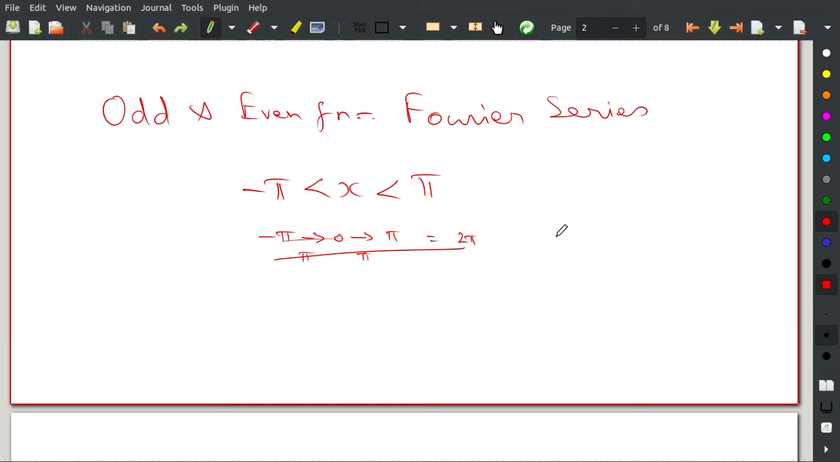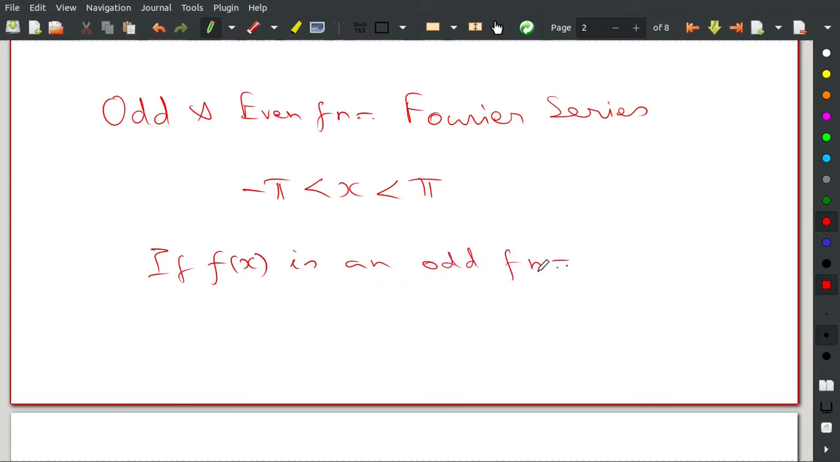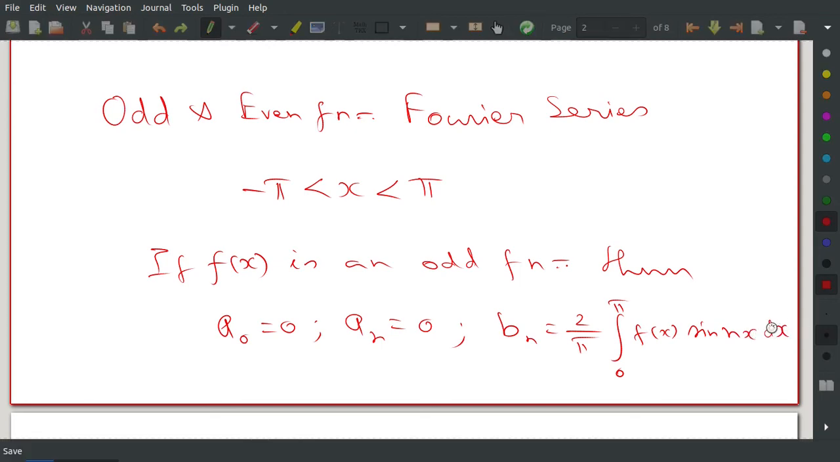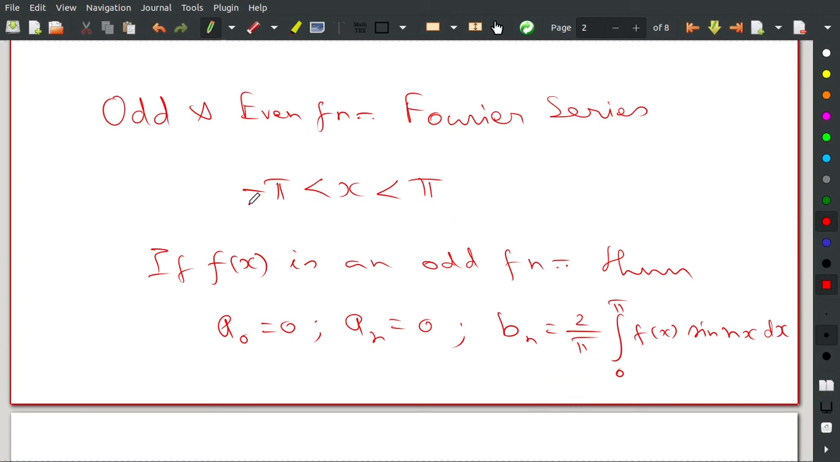So if we have a function defined in this limit, and f of x is an odd function, then a naught equals 0, an equals 0 and bn equals 2 by pi integral 0 to pi f of x sin nx dx, right? Okay, so this is applicable if our Fourier series is defined in this limit. It is not applicable if it is defined from 0 to 2 pi.